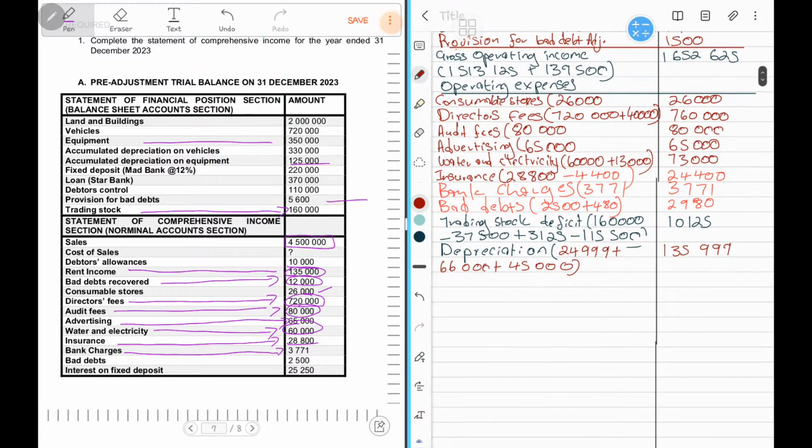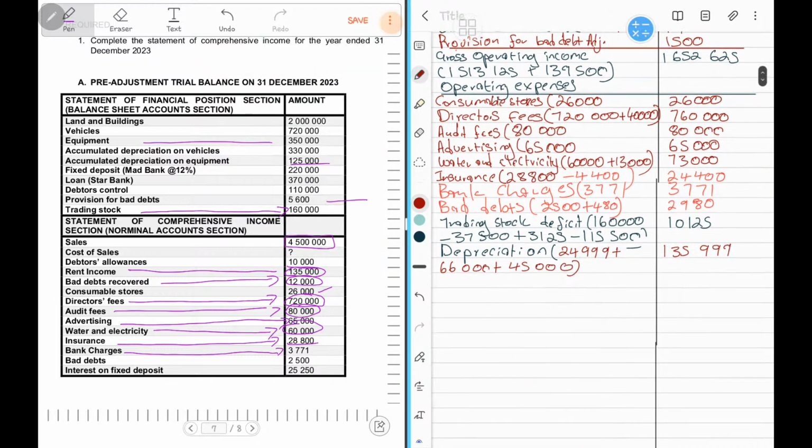So we are done with our operating expenses. So what we can do now is to add them all together so that we can find the final amount for operating expenses.